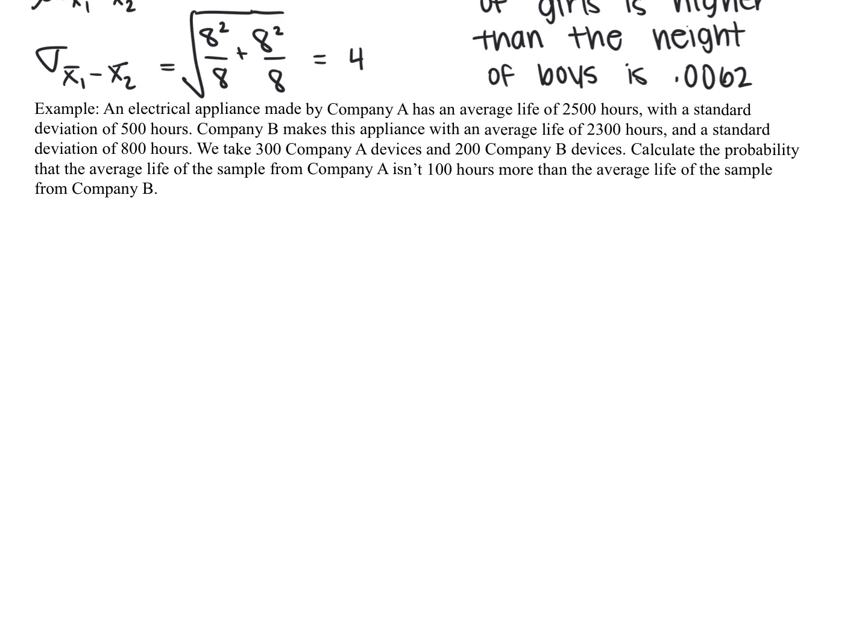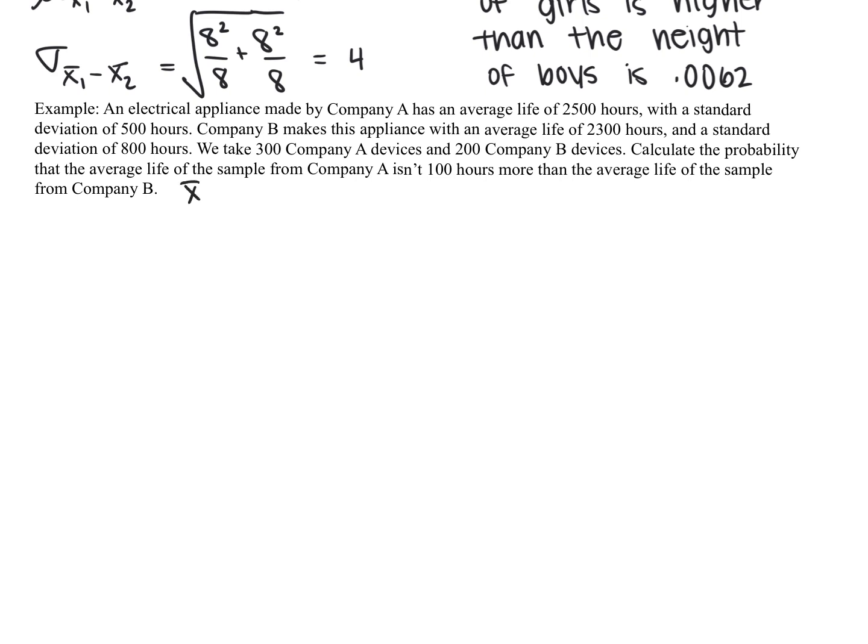Last example, we have an electrical appliance made by Company A that has an average life of 2,500 hours with a standard deviation of 500 hours. Company B makes this appliance with an average life of 2,300 hours and a standard deviation of 800 hours. We take 300 Company A devices and 200 Company B devices. Calculate the probability that the average life of the sample from Company A isn't 100 hours more than the average life of the sample from Company B.